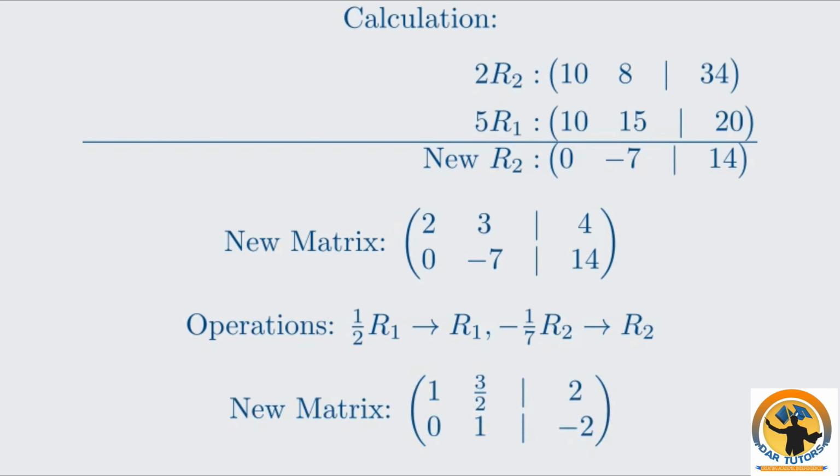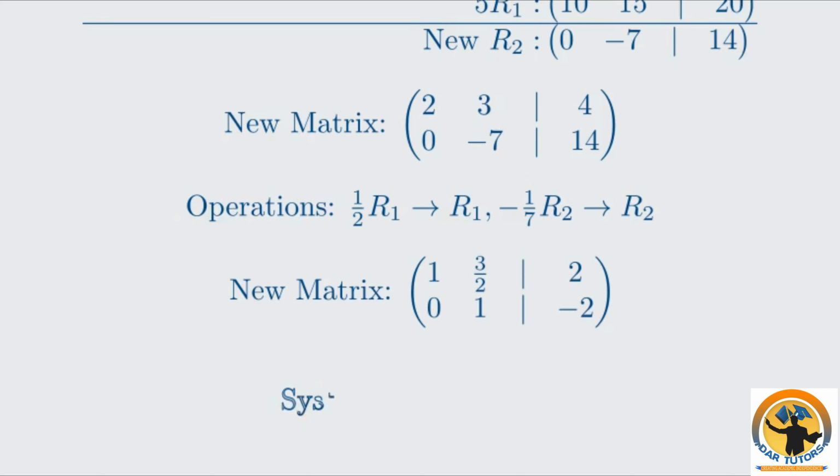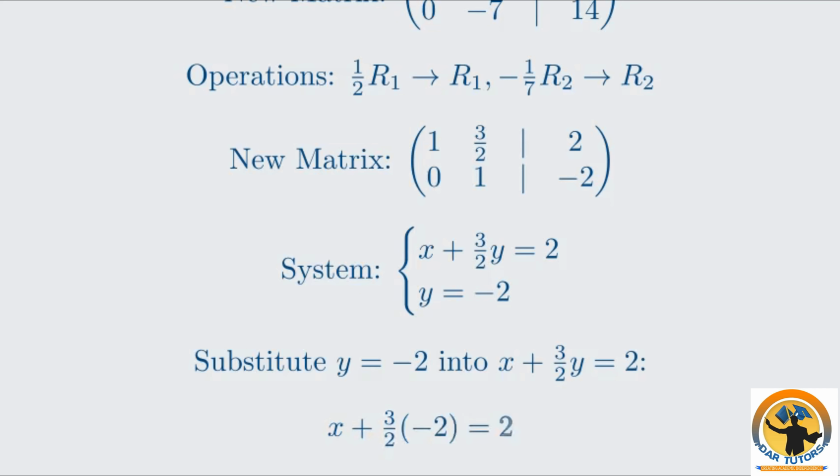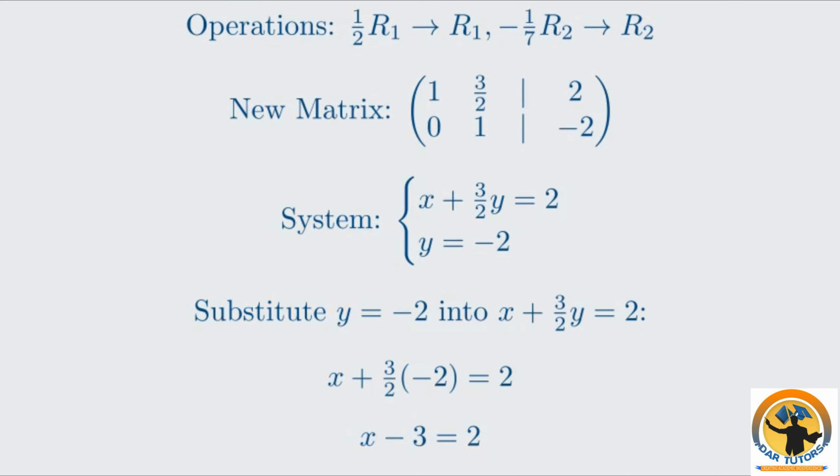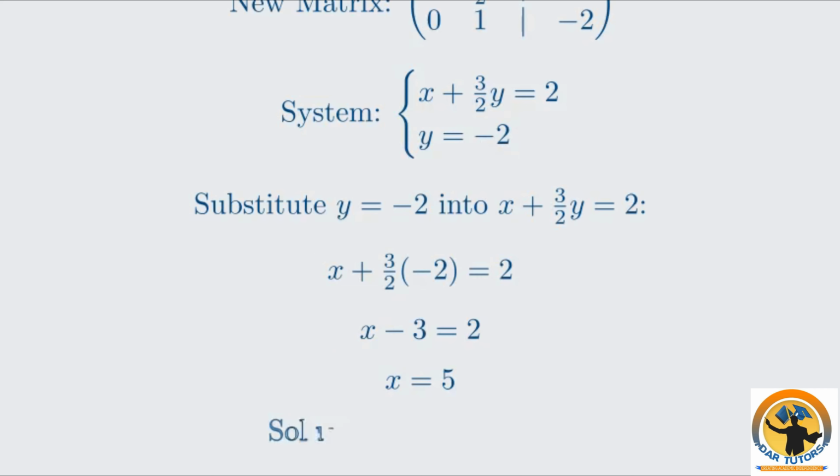This matrix corresponds to a new system of equations. The second row tells us that 0x plus 1y equals -2, which means y equals -2. The first row tells us that 1x plus 3 over 2y equals 2. We can now substitute y equals -2 into the first equation. This gives us x plus 3 over 2 times -2 equals 2, which simplifies to x minus 3 equals 2. Solving for x, we find x equals 5. The unique solution to the system is x equals 5 and y equals -2.